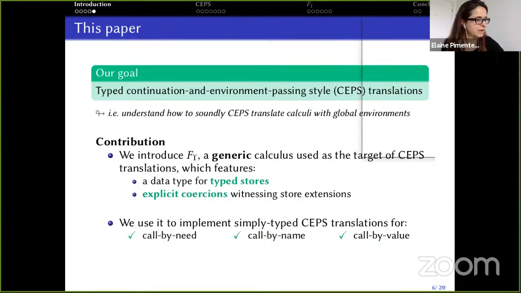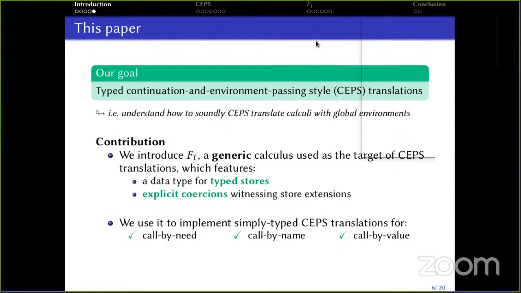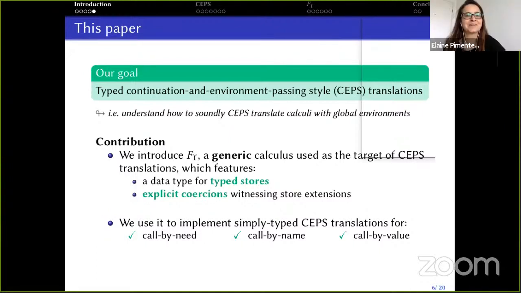But I can already introduce Etienne Miquet, and he's going to present a work with Hugo Herbelin, and the work is on a calculus for expandable stores, continuation and environment passing style transformations, and yeah, so you can start.